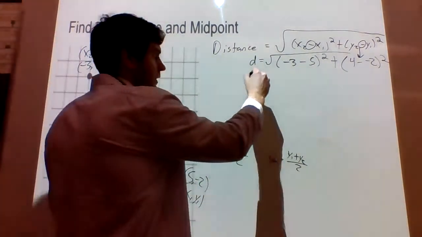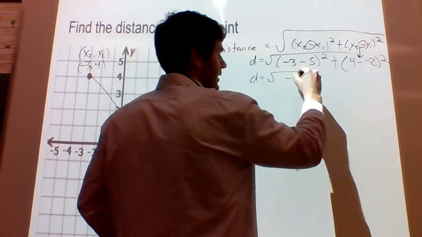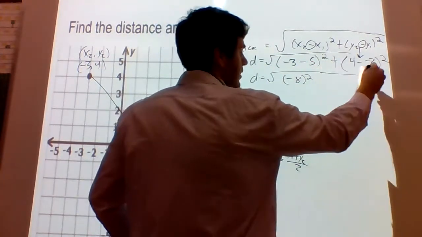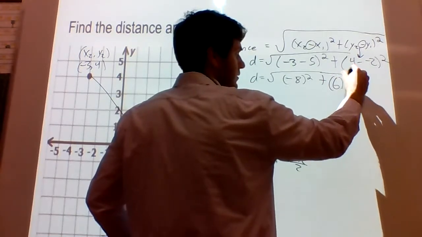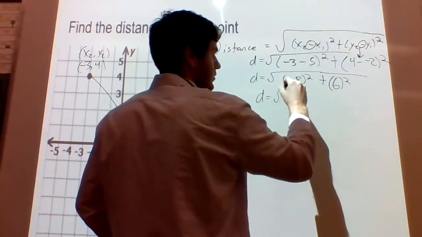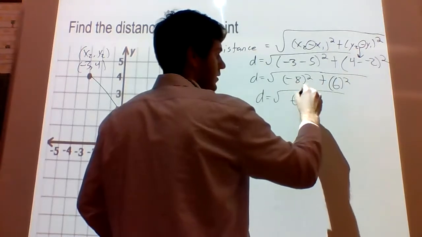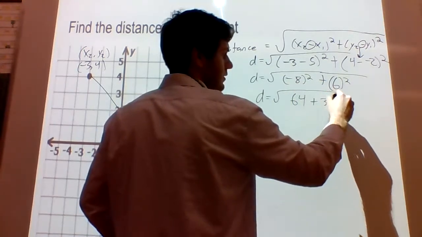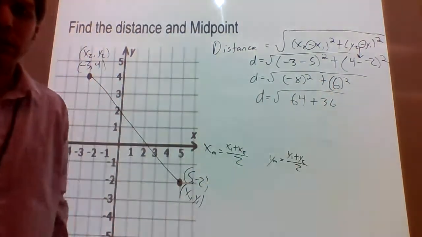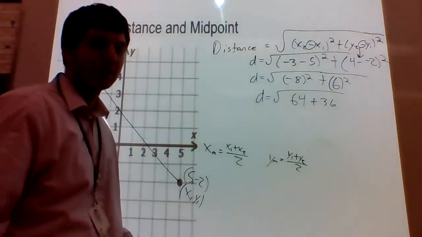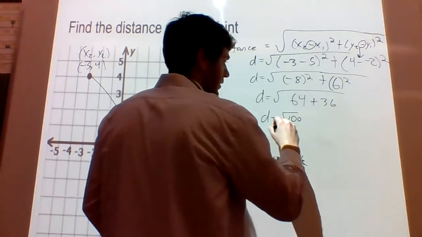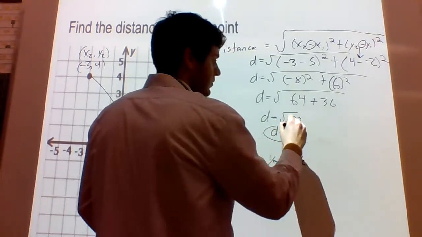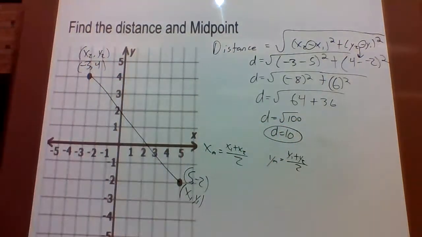-3 minus 5 is going to give us -8. 4 minus -2 is going to give us +6. -8 squared is 64. 6 squared is 36. Again, +64 because it's -8 times -8. It's going to give us the square root of 100, which is 10. Square root of 100 is 10. So we have a distance of 10.